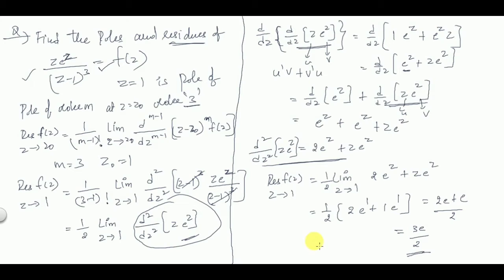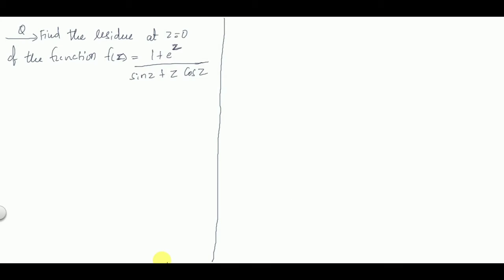Okay, so this is how we can find the residue. First of all we have to find the pole and then we can find the residue. So this is the procedure to find the residue of a given function which has a pole of order m. Right, we'll see the next problem.